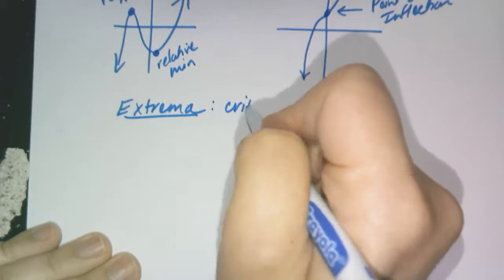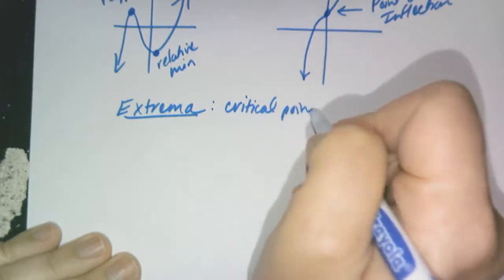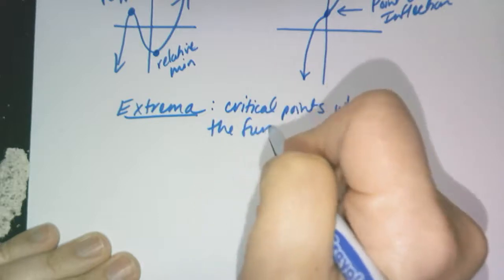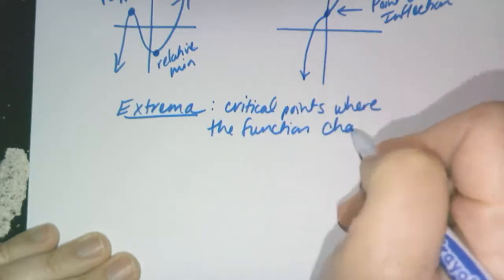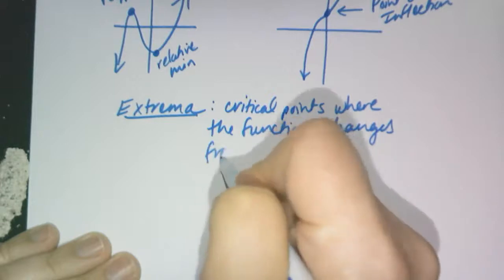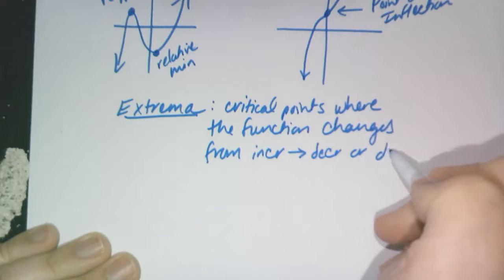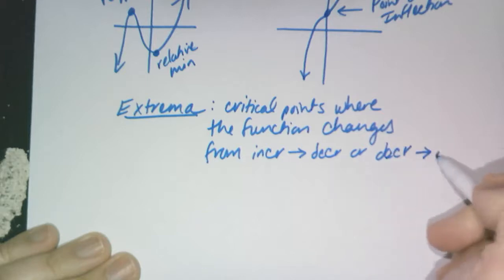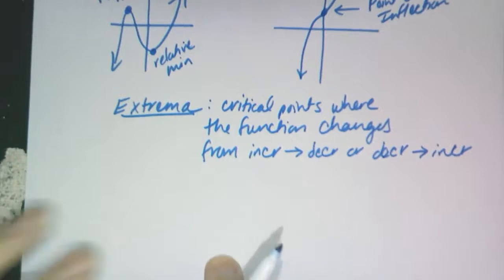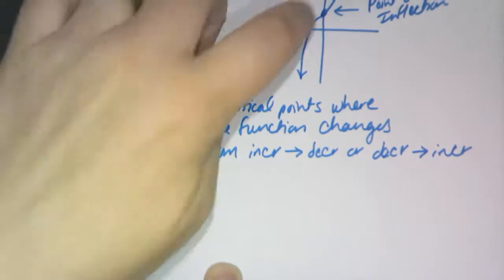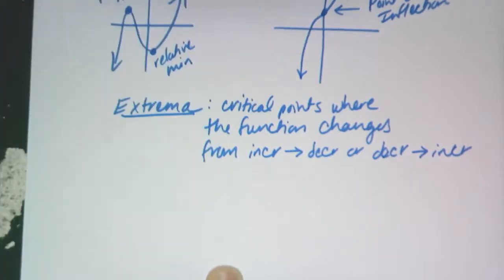Extrema are critical points where the function changes from increasing to decreasing or decreasing to increasing. Those points of inflection, we'll deal with a little bit later.